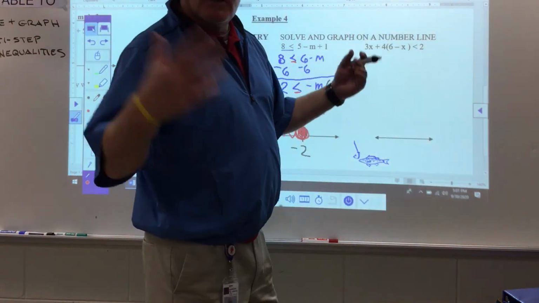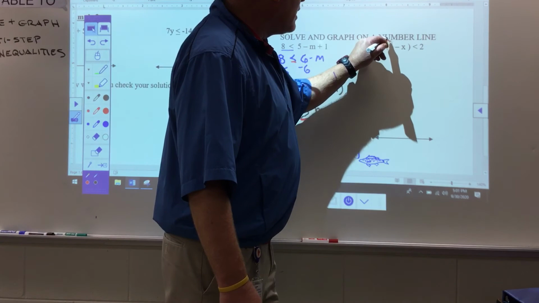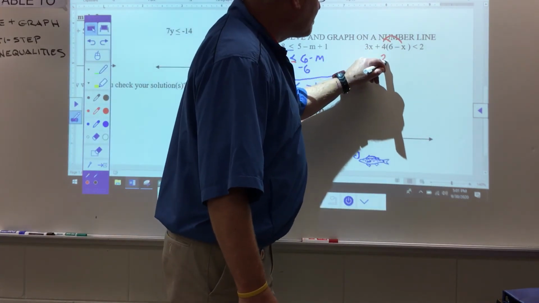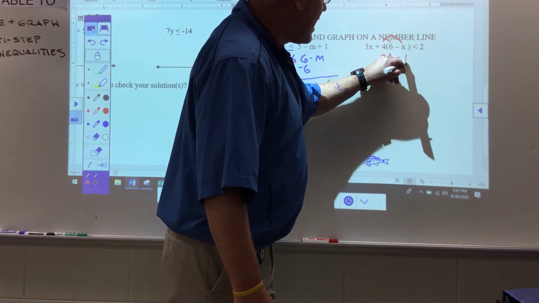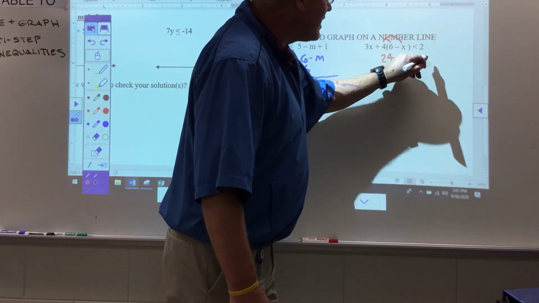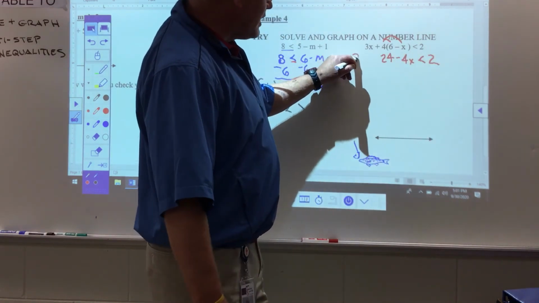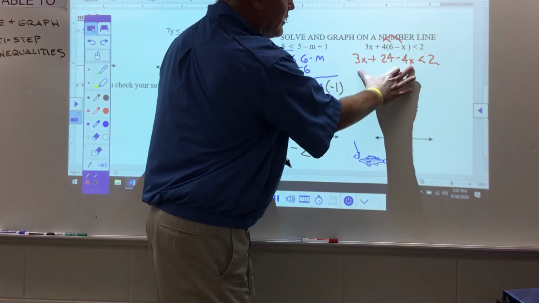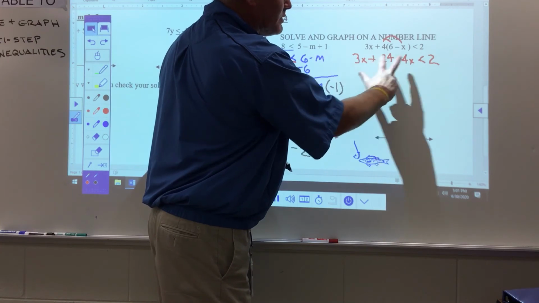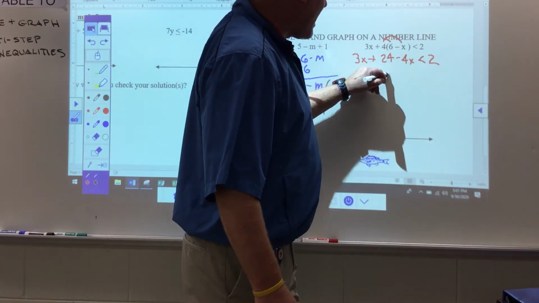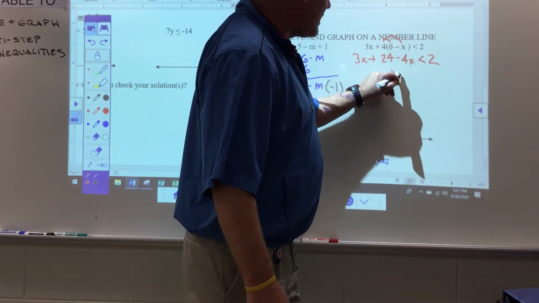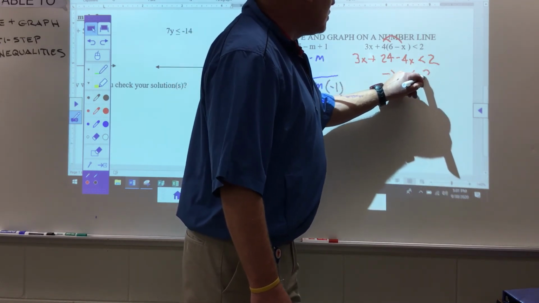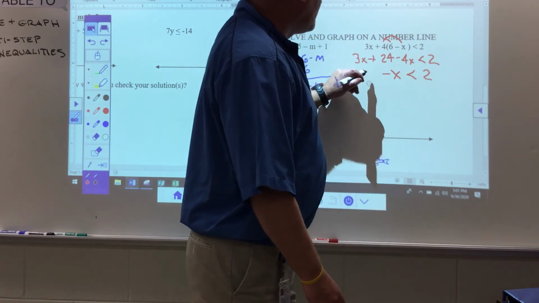This guy here is a multi-step inequality. So we're going to use that distributive property we talked about. Get rid of those parentheses. So we got 24 minus 4x less than 2. I still have this 3x hanging around out front here. So notice right here that we have like terms. Let's combine those, paying attention to those coefficients like we talked about. That's going to be -1x. I'm going to write it that way. Is less than 2. I've got a positive 24 in here.